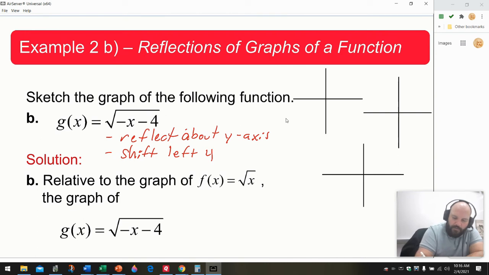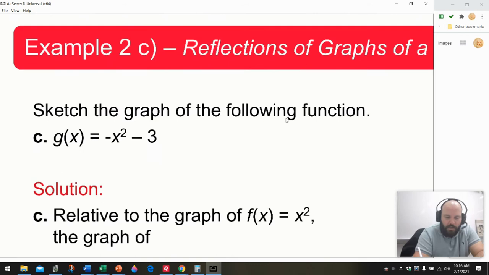And when I graph this, the first graph, the parent function, is just the square root of x. Now, if I reflect about the y-axis, it means I'm flipping over this way. So that's going to make the graph go like this. And then the last thing would be to shift left 4. So now my graph is going to start over there and go that way. And that would be the graph of g of x equals the square root of negative x minus 4. Okay. Now the last one I'm going to show you is this one.